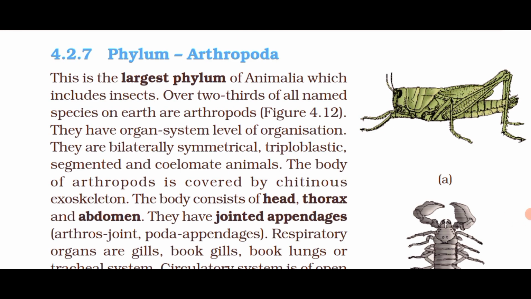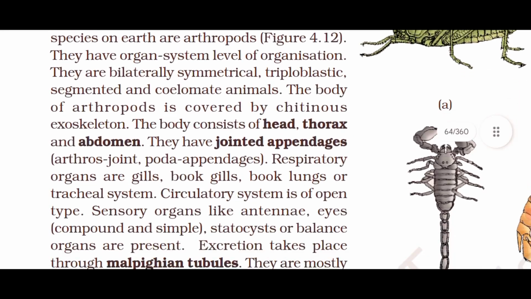4.2.7 Phylum Arthropoda. This is the largest phylum of Animalia, which includes insects. Over two-thirds of all named species on Earth are arthropods. They have organ system level of organization. They are bilaterally symmetrical, triploblastic, segmented, and coelomate animals. The body of arthropods is covered by a chitinous exoskeleton. The body consists of head, thorax, and abdomen. They have jointed appendages. Arthros means joint, poda means appendages.